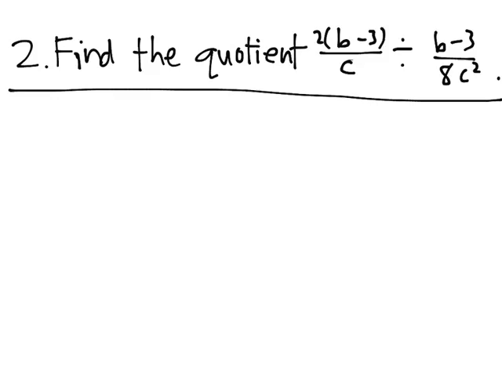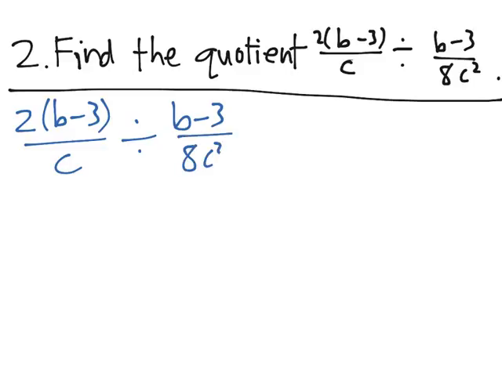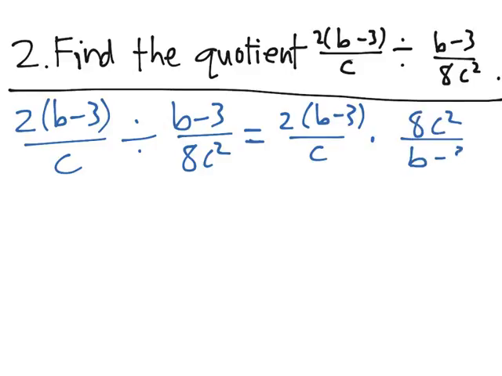Problem 2. Find the quotient 2 times b minus 3 over c divided by b minus 3 over 8c squared. First, let's write this out. 2 times b minus 3 over c divided by b minus 3 over 8c squared. Now we do the same thing we did last time. Change this into a product. So we have 2 times b minus 3 over c times 8c squared over b minus 3.